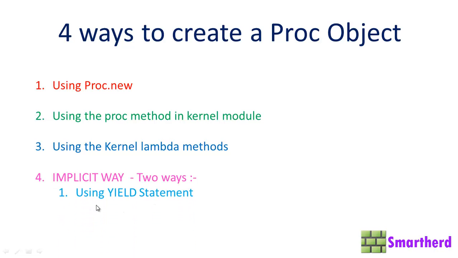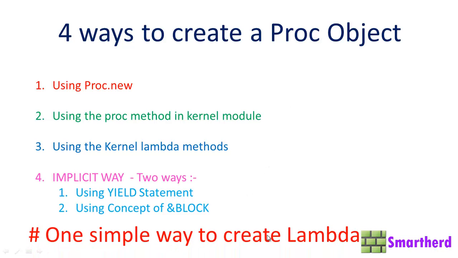This fourth method is further divided into 2 ways. The first way is by using the yield statement, and the second way is to use the concept of the ampersand block. This ampersand block, guys, I have discussed in a single tutorial. If you don't remember, please go back, watch it again, and then come back here. Now, why am I not talking about the lambda object? There is one simple way to create a lambda. All these ways of creating a proc object and creating a lambda, we will discuss in these special tutorials. Now, let's move forward.